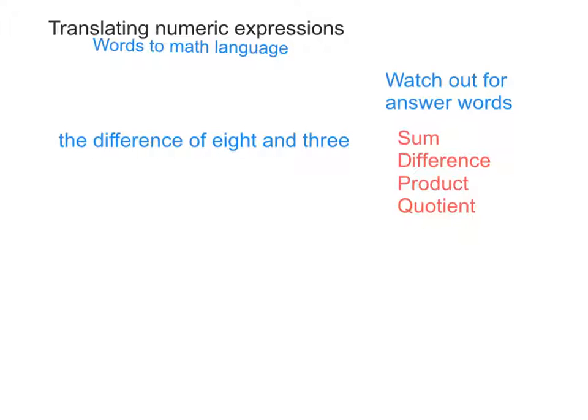Alright, now, as you're working these, there's a couple words you need to watch out for. They are the answer words for the different operations. For example, you have sum. That is the answer to an addition problem. You have difference, which is the answer to a subtraction problem. You have product, which is the answer to a multiplication problem. And you have quotient, which is an answer to a division problem.